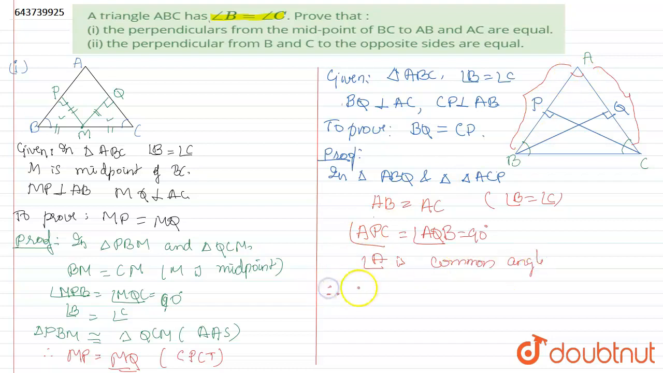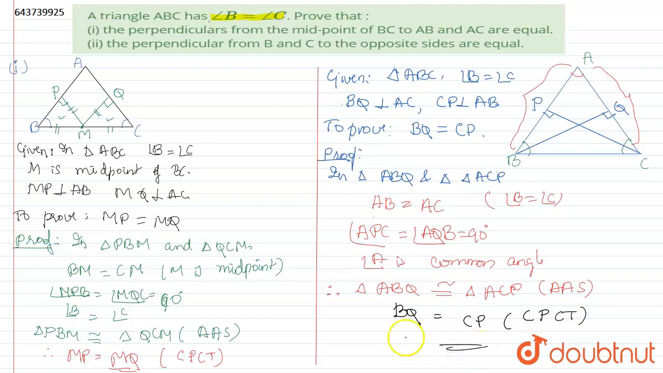So therefore the two triangles, triangle ABQ is congruent to triangle ACP. Here also two angles and one side, so by the angle-side congruency rule, these two triangles are congruent. So we can conclude that since the triangles are congruent, the sides are equal. So BQ is equal to CP, corresponding parts of congruent triangles. So this is the proof of the first and second part.